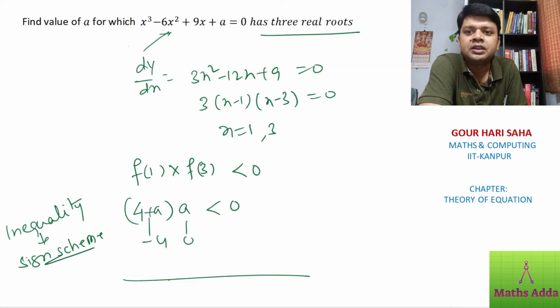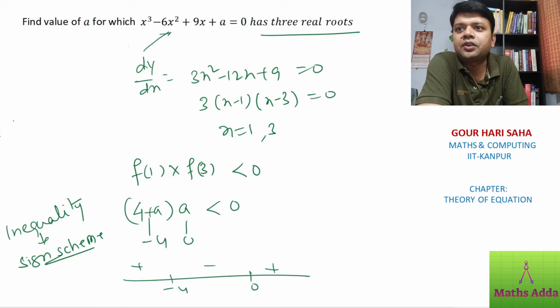Plot the number line with minus 4 and 0. So I see the highest power is a square, so the signs are positive, negative, positive. We are looking for less than 0, negative. This means a should be what? a should be an element of (minus 4, 0).